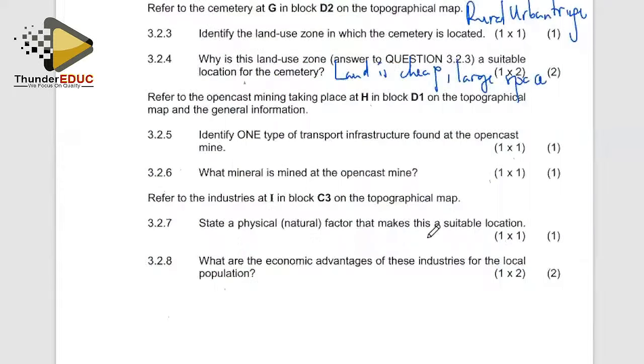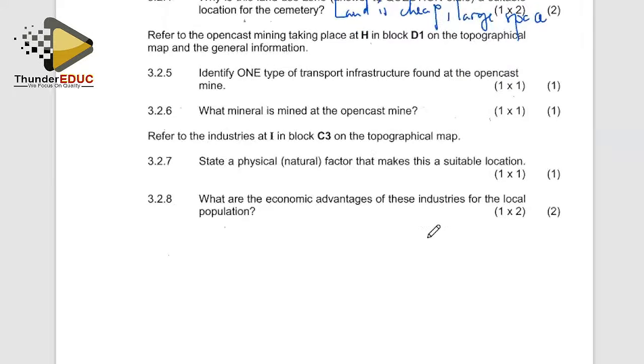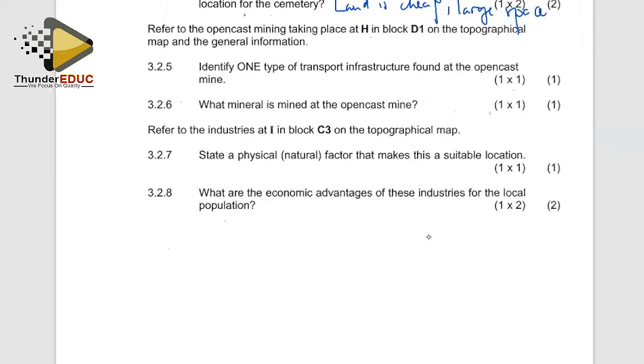Then what mineral is mined at the open cast? For one reason, Emalahleni is a coal mining area, so that open cast is for coal. And for one obvious reason, coal in Mpumalanga is extracted mainly using the open cast mining method because the reserves are not as deep as the gold reserves in Gauteng.